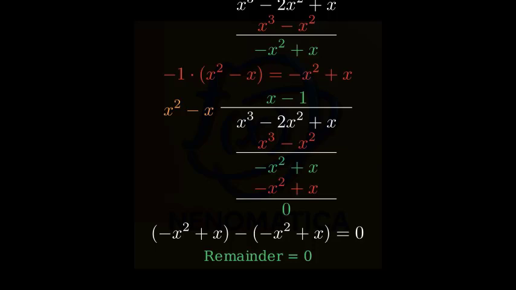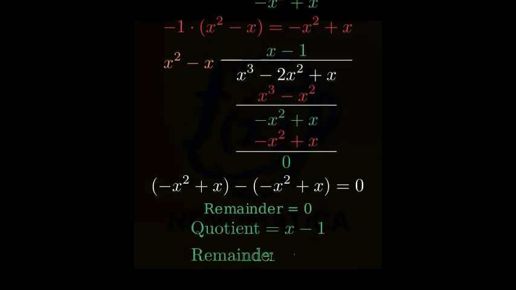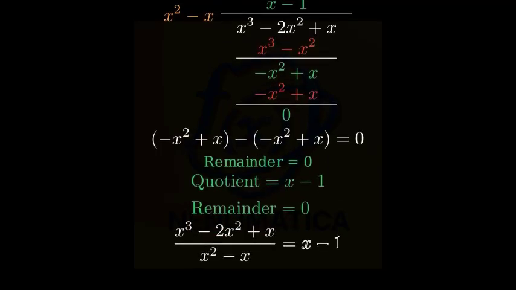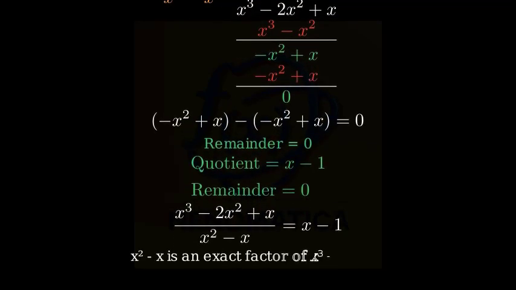Let's summarize our results. We found that when we divide x cubed minus 2x squared plus x by x squared minus x, the quotient is x minus 1 with no remainder. Since the remainder is 0, we can say that x squared minus x is an exact factor of x cubed minus 2x squared plus x.